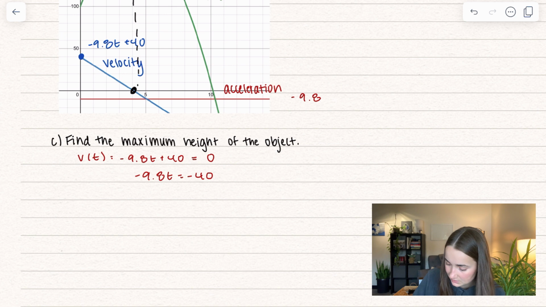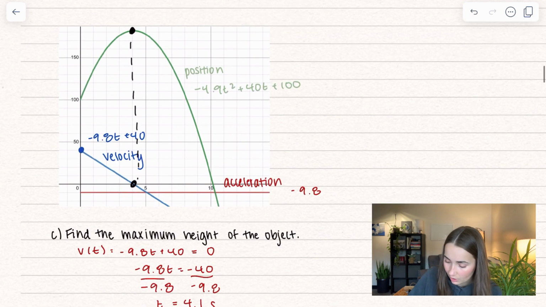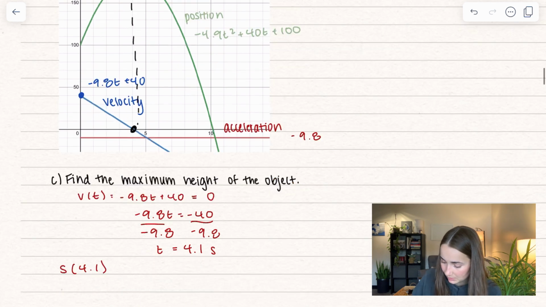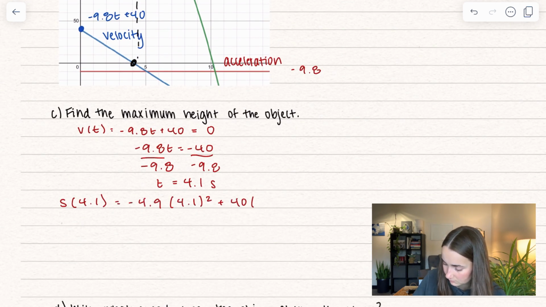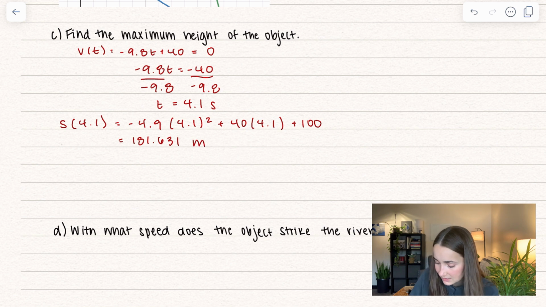I'm going to divide both sides by negative 9.8. And here we get t is equal to 4.1 seconds. So now that we have time, we can plug that back into our position. So s of 4.1 is going to give us our height right here. Let's go ahead and plug that in. Okay, I definitely plugged this into a calculator. I got 181.631 meters. And so this is going to be the total maximum height that we reach.